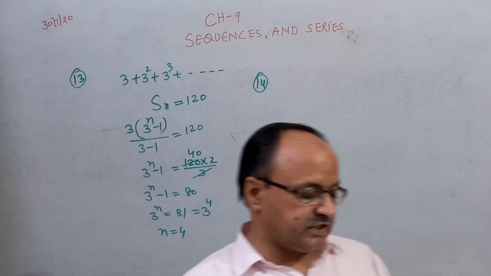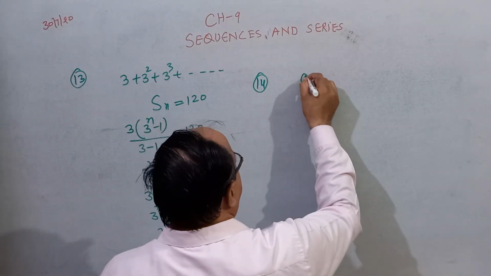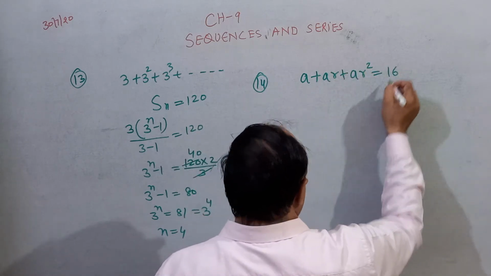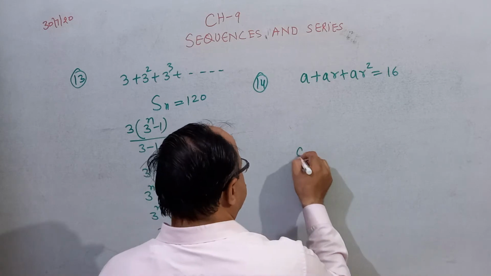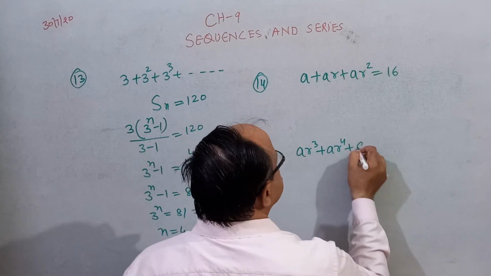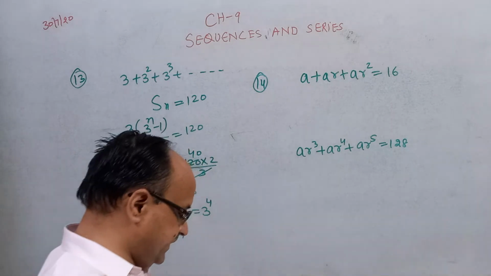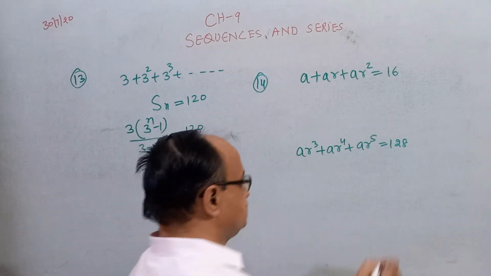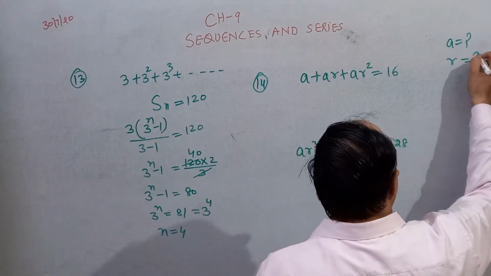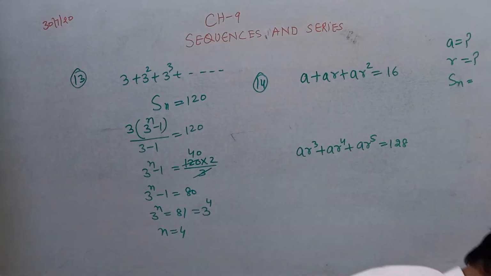The sum of first three terms of a GP, that is A plus AR plus AR square, is 16, and the sum of the next three terms, AR cube plus AR4 plus AR5, is 128. Determine the first term, the common ratio and Sn. This is question number 14. You have to find.